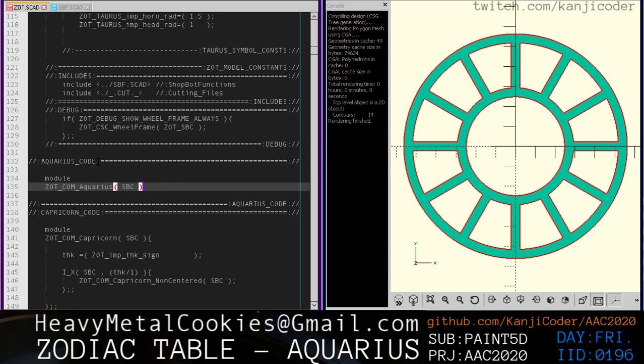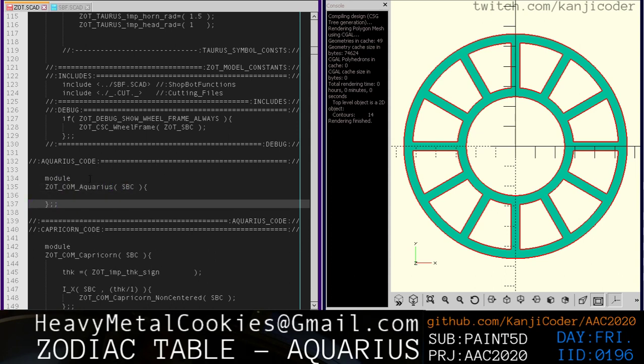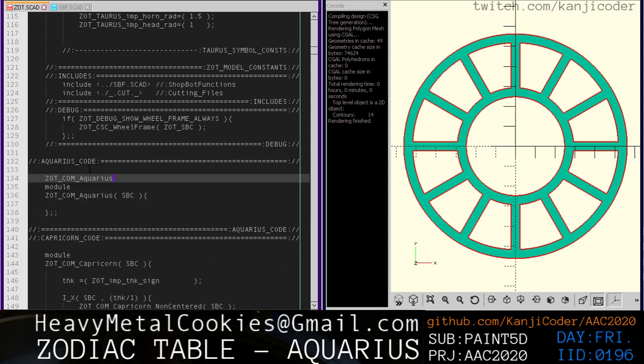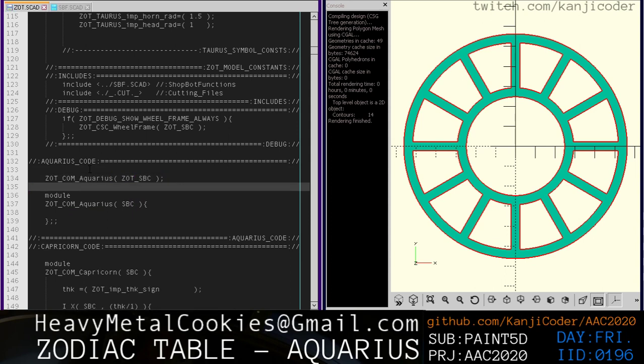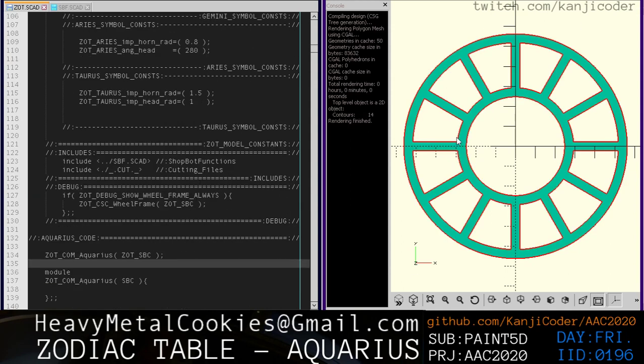Okay, SBC. So we want to stub this in, and then we want to call it right away so that we can see what we have so far. Well, what we have so far is absolutely nothing, but we just want to make sure that we didn't impose any kind of syntax error. So now we have to think about how long do these lines need to be? And I have no clue how long these lines should be.